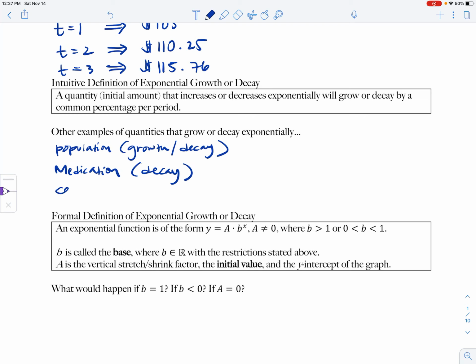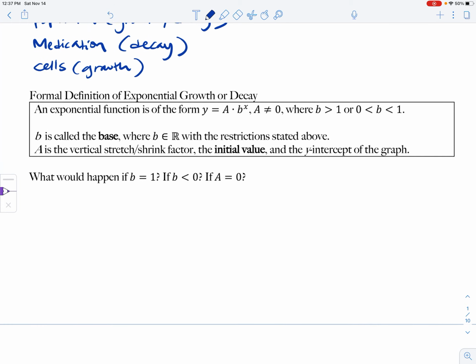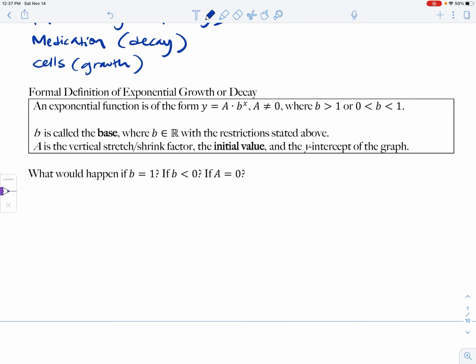Cells can multiply or grow and exhibit exponential growth. For a while, COVID-19 was exhibiting exponential growth. Back in March and April of 2020, we were often in the news. They were giving information about the doubling time, so how long it would take for the number of cases to double or increase by 100%.